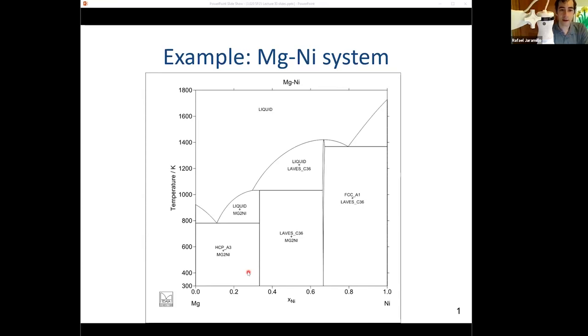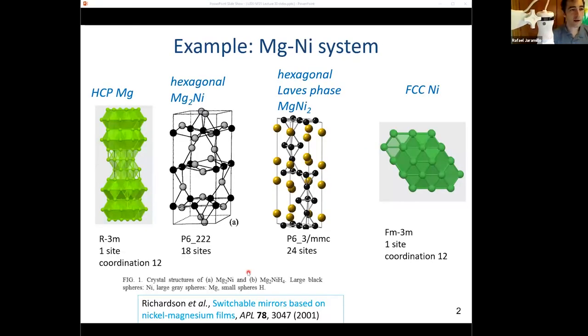So that's an example. And one of the hallmarks of line compounds in phase diagrams is that you have very different structure types. So you can see how these are not... you don't reach this hexagonal magnesium 2 nickel phase just by individually substituting out atoms from the HCP magnesium phase. They're really fundamentally different structures.